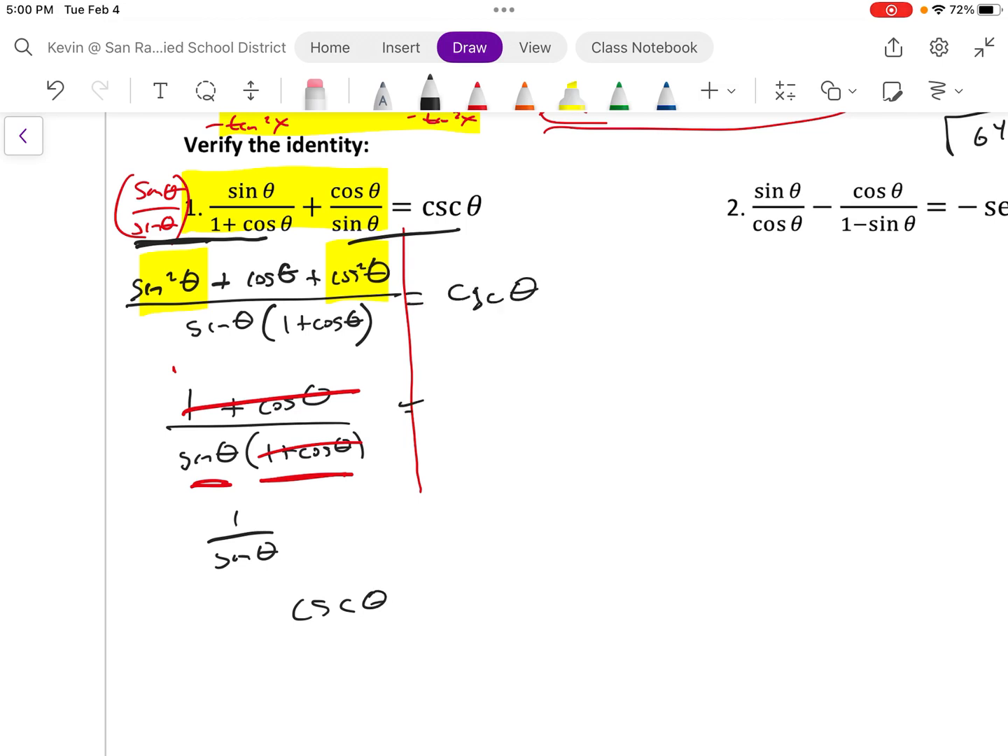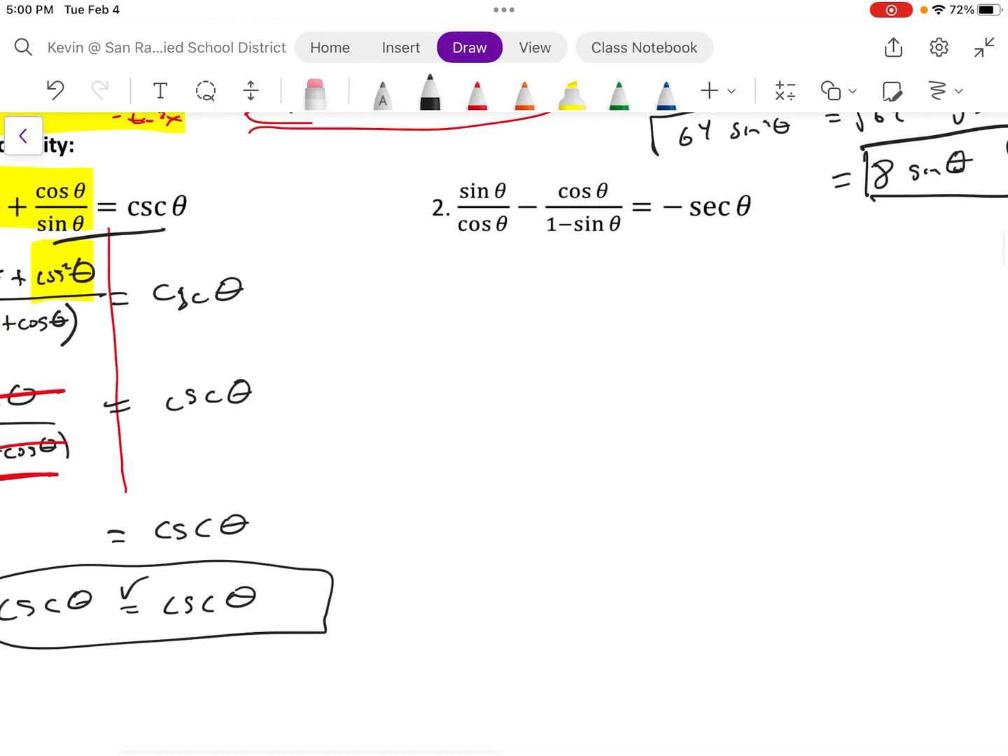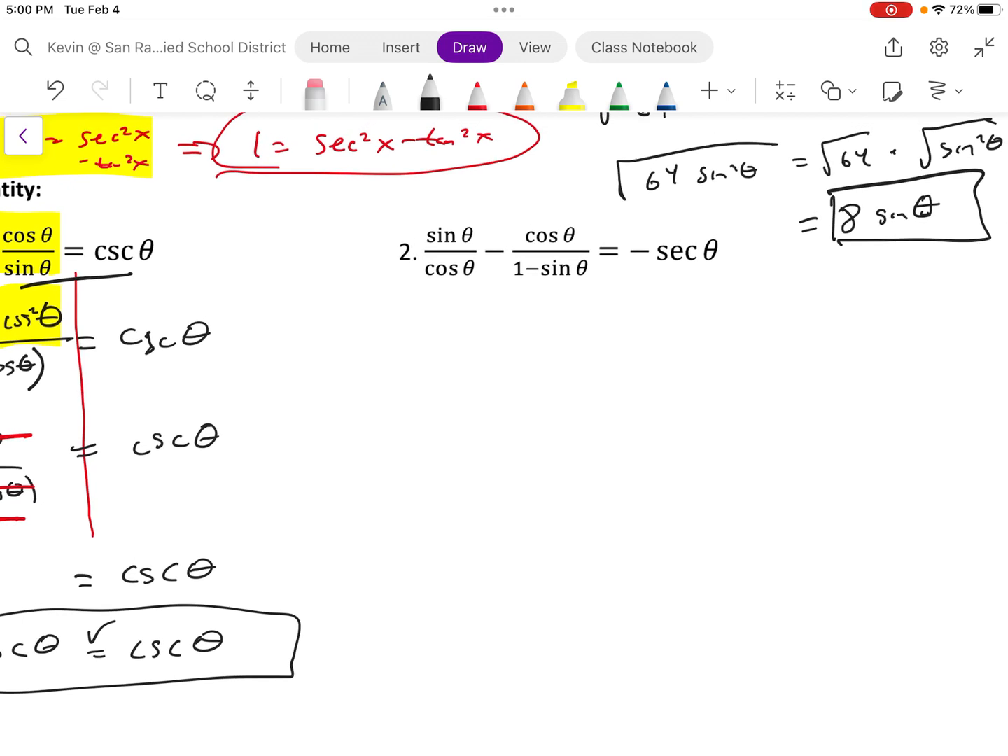And the reciprocal property says 1 over sine theta equals cosecant theta. By the way, this whole time I should have been doing this. Okay, that's typically how we do this, until we get down here where they actually do equal each other. And I put a little check mark here that says, check, they equal each other. Okay. Last one. Do the same thing.